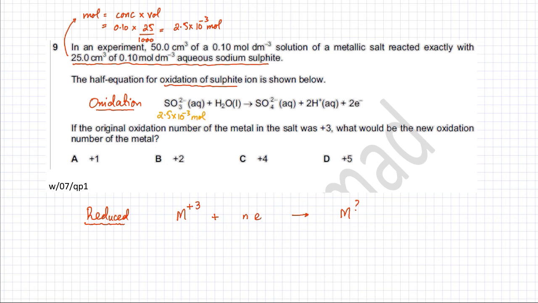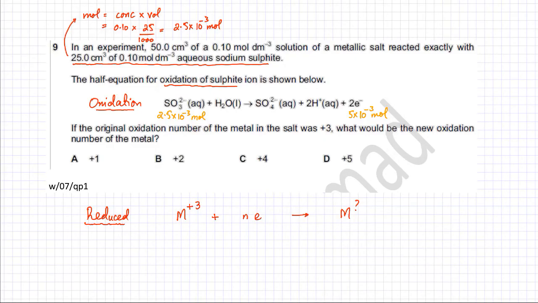Now using ratios, one sulfide produces 2 electrons. That means the amount of electrons is double the amount of sulfide ions, so 1:2. So 2.5 into 10 to the power minus 3 moles would produce 5 into 10 raised to the power minus 3 moles of electrons. So I've figured out the moles of electrons that are being produced in this oxidation half equation.